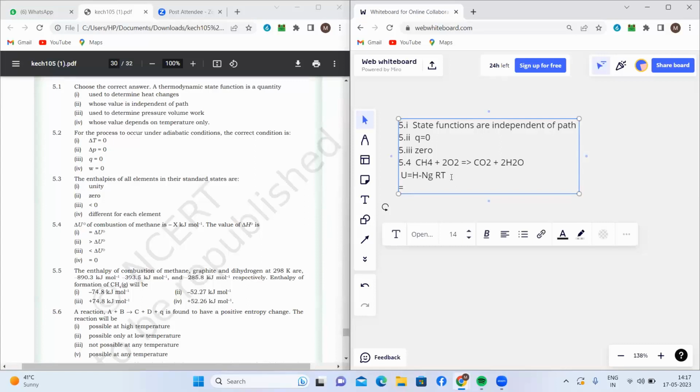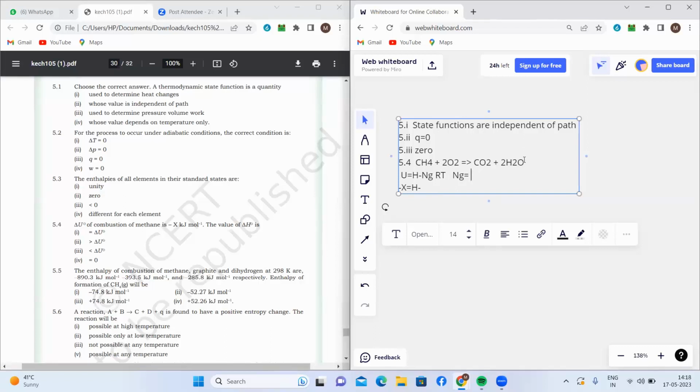So we are given delta H to be minus X. No, we are given actually delta U. Delta U is given to us as minus X, equal to delta H minus NGRT, and NG we can calculate from here to be equal to, since we are having 3 moles of gas here, 1, 2, 3 and 2 moles of gas here.